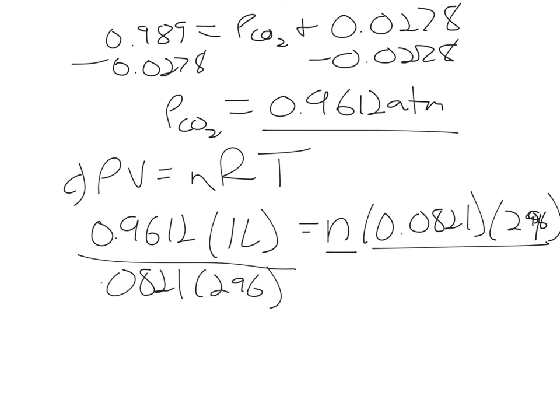All right, calculator, let's do your thing. 0.9612 times 1, divide by 0.0821, divide by 296, and I get the number of moles is 0.0396 moles of CO2, which is how much we collected. So, pretty useful calculation. All right.